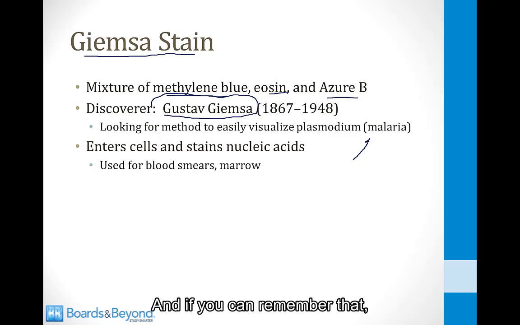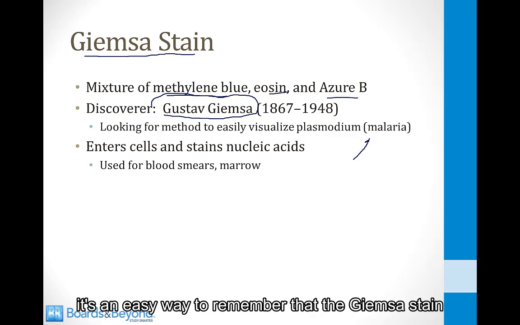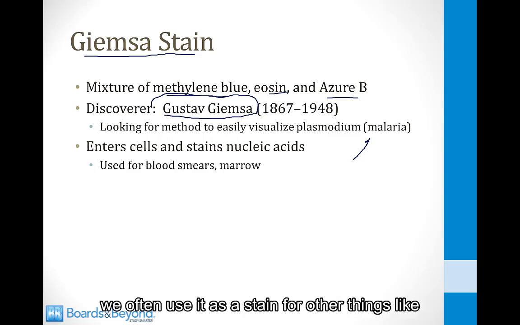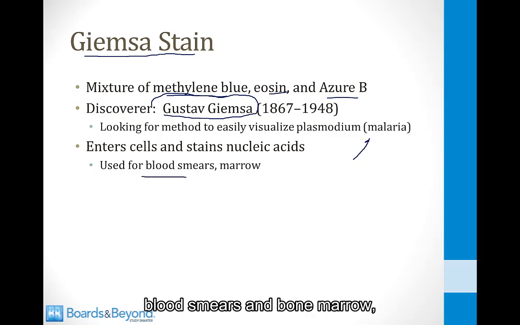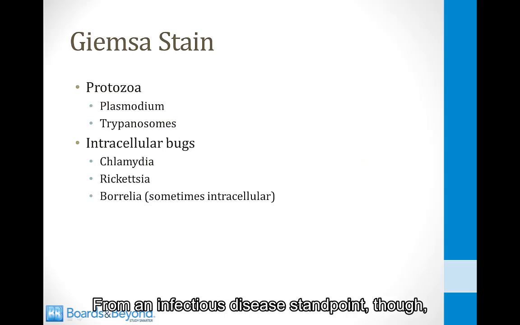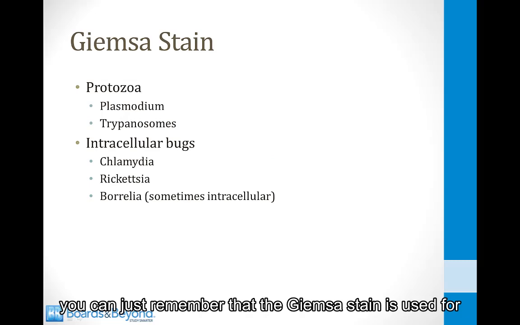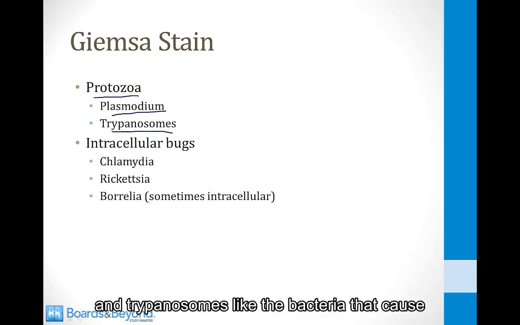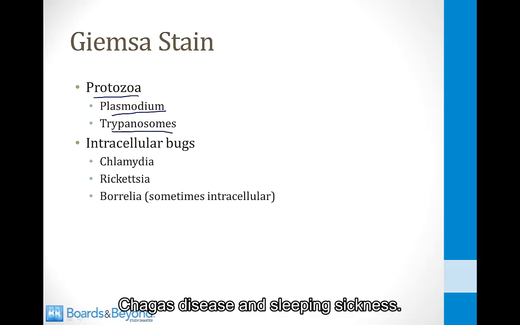And if you can remember that, it's an easy way to remember that the Giemsa stain is most useful for intracellular findings. In addition to infectious disease reasons, we often use it as a stain for other things like blood smears and bone marrow because it'll get inside the cells and stain the nucleic acids. From an infectious disease standpoint, though, you can just remember that the Giemsa stain is used for protozoa like Plasmodium and trypanosomes like the bacteria that cause Chagas disease and sleeping sickness.